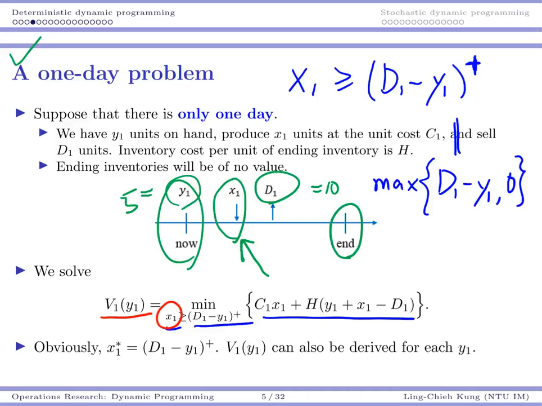For this particular problem, the thing is not too difficult. We can easily say our optimal decision is the following. If I need something, then I'm going to produce that. Otherwise, I don't want to make production because then I can save production cost. And you can also see that if I don't need anything, then I don't want to produce because producing more just gives more ending inventory and more inventory cost to pay. So if I need something, I produce something, otherwise I don't. And given that I have my x1 star as my optimal solution, V1 of Y1 can also be derived for any possible Y1. So this is our 1-day problem.